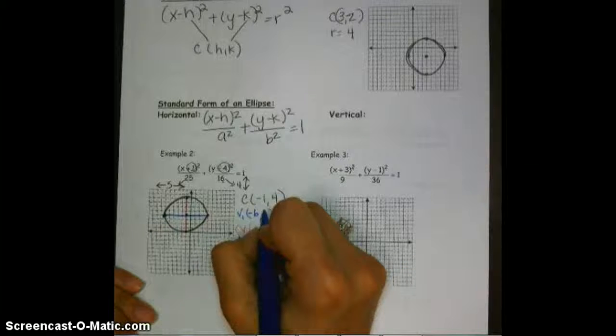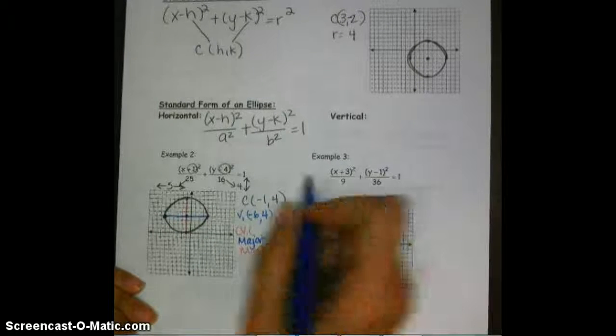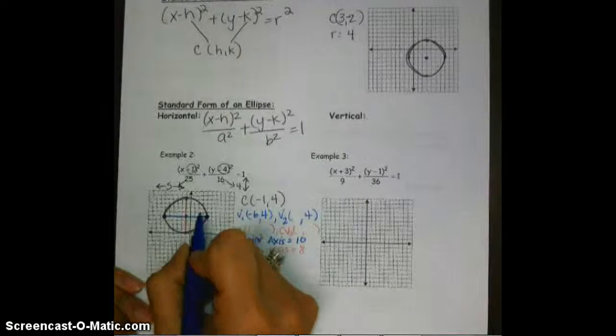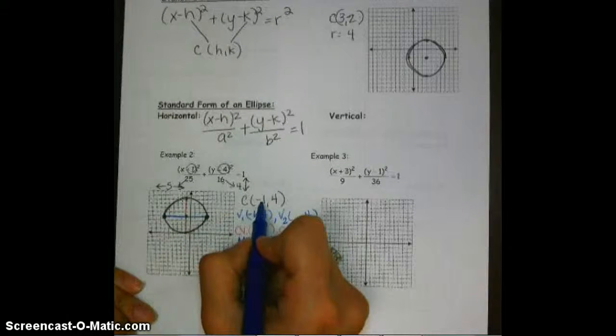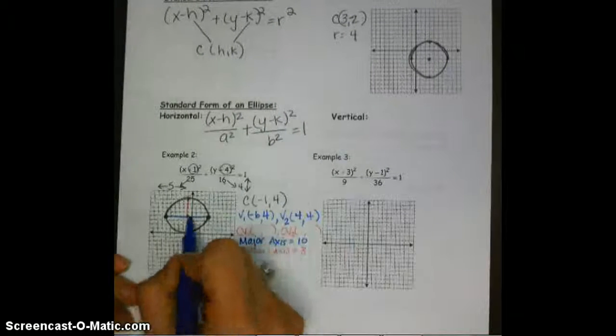So that's -6, same y value. Again, for this endpoint, it'll still have the same y value of 4, and I traveled 5 from my center, -1, so I end up at 4. You can also count it out.